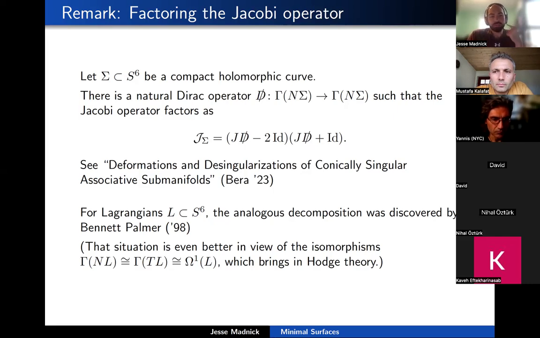That's one of these miracles of Lagrangians. The normal bundle is isomorphic to the tangent bundle, which is isomorphic to the one forms, which allows you to use Hodge theory. This was written down quite some time ago by Bennett Palmer, and certainly this is used in the study of co-associative cones, but I expect that you can get quite a bit of mileage out of this type of thing if one was interested in the Jacobi operator or the index of Lagrangians in S6.